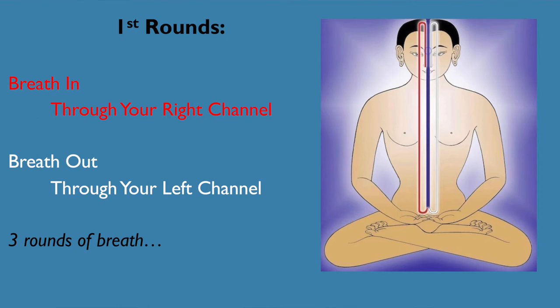And you open up the left nostril. And the air gets forced up and out through your left channel, out through your left nostril. Any afflicted energy dissolving into space. Breathe in through your right, breathe out through your left. Three rounds at your own speed.